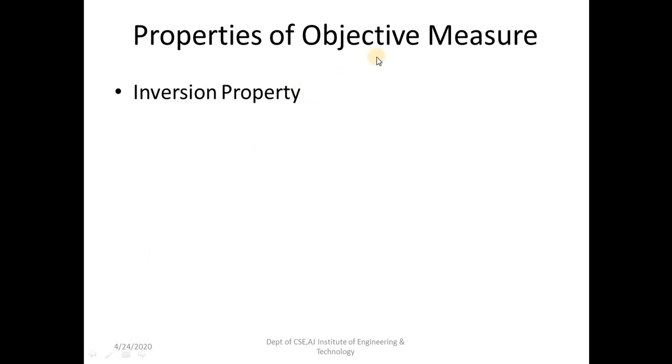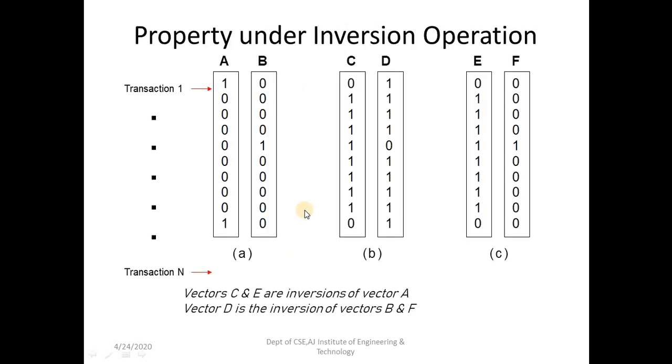Next topic, properties of objective measures. The first property, the inversion property. Look at these transactions over here. These vectors represent only 10 transactions, 1, 2, 3, 4, 5, 6, 7, 8, 9, 10. Like that you can have n number of transactions, and each transaction is represented by this vector.